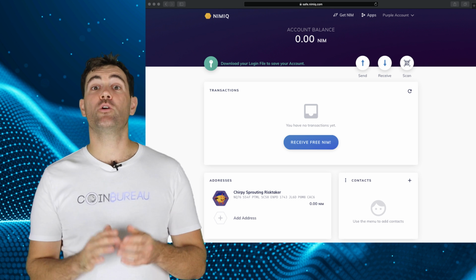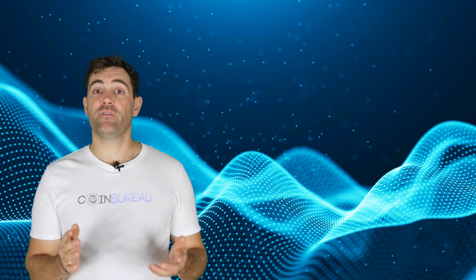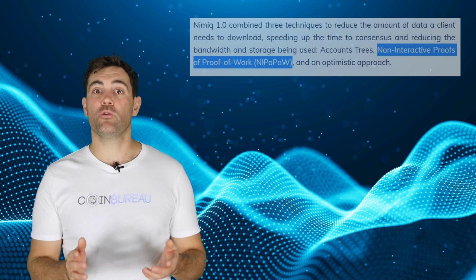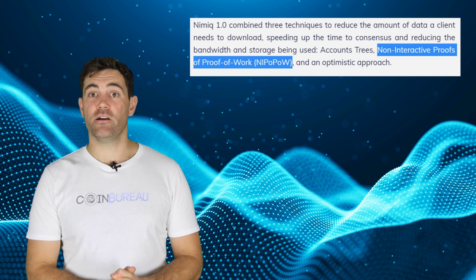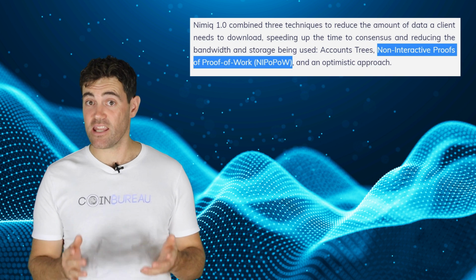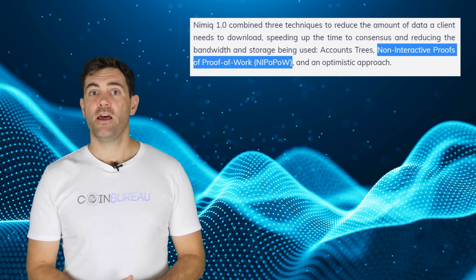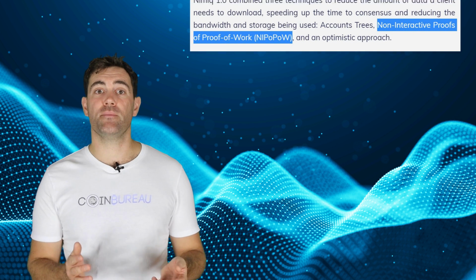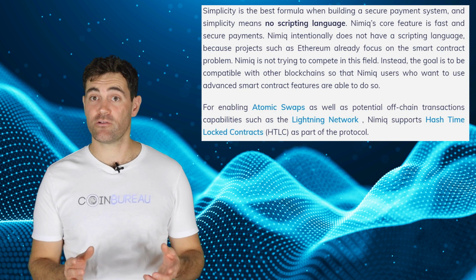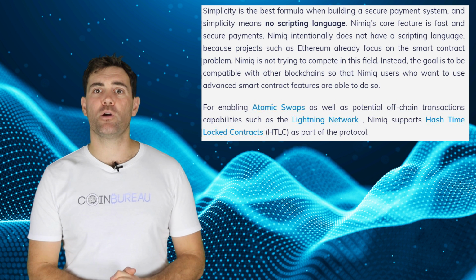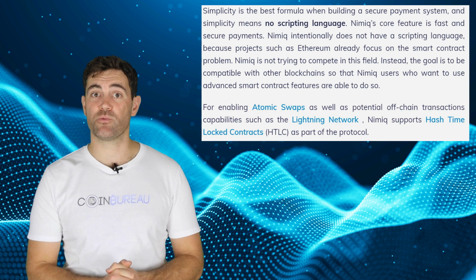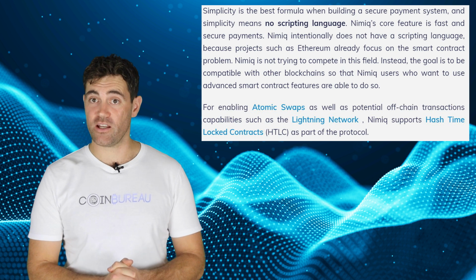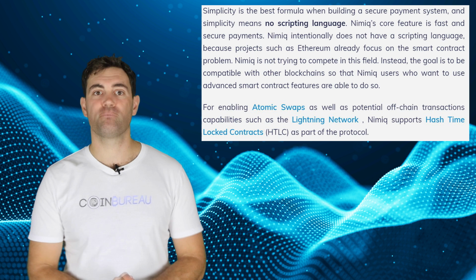Now, let's take a quick look at Nimiq's blockchain. Nimiq currently uses the proof-of-work consensus mechanism with something called non-interactive proofs of proof of work. This allows for super lightweight nodes to reach consensus in just seconds, even on a mobile device. The project's dedication to simplicity means that Nimiq has intentionally chosen not to have a scripting language. However, the Nimiq blockchain does have a good level of interoperability with other blockchains by supporting atomic swaps and is capable of supporting off-chain transactions like the Lightning Network.